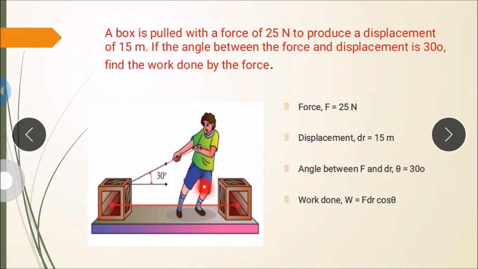If this is the system and the force is given by the man here, that angle is 30 degree, and this is the box which we are going to move for 15 meter, and the force is 25 Newton. That is what is usually spent by the man. So the force F is 25 N, the displacement dr is 15 meter. That much distance the man has to move it. The angle between F and dr, theta, is 30 degree.